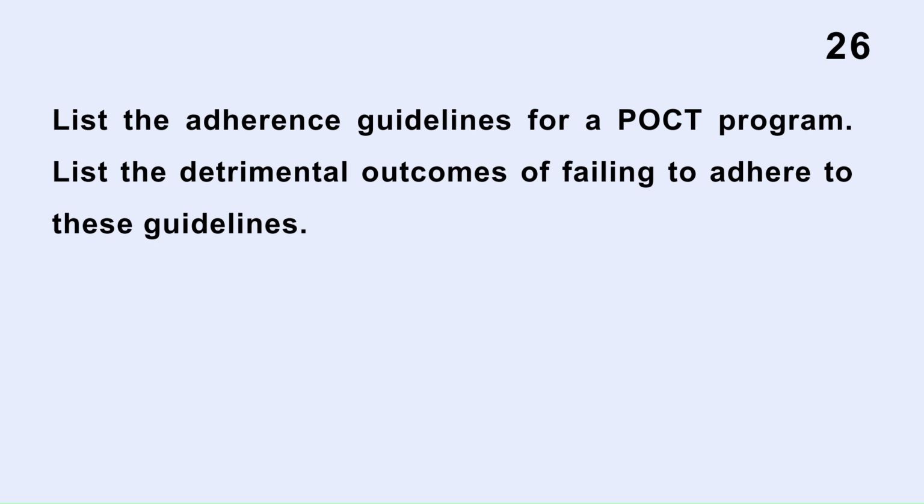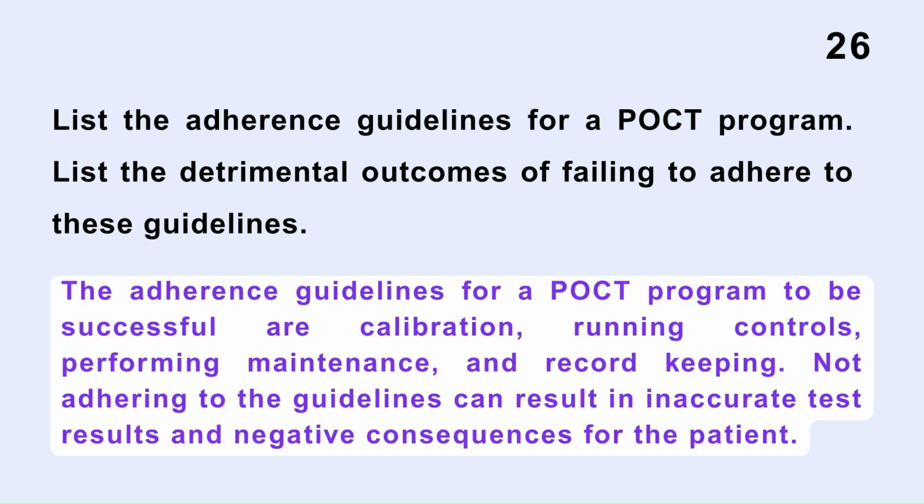List the adherence guidelines for a POCT program. List the detrimental outcomes of failing to adhere to these guidelines. The adherence guidelines for a POCT program to be successful are calibration, running controls, performing maintenance, and record keeping. Not adhering to the guidelines can result in inaccurate test results and negative consequences for the patient.